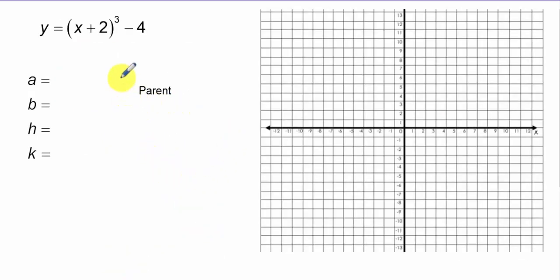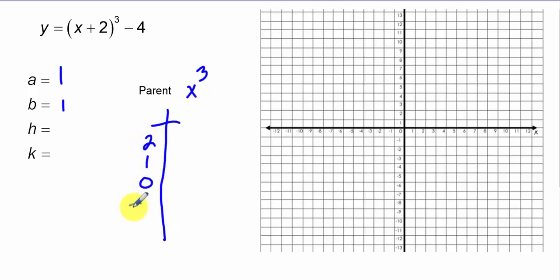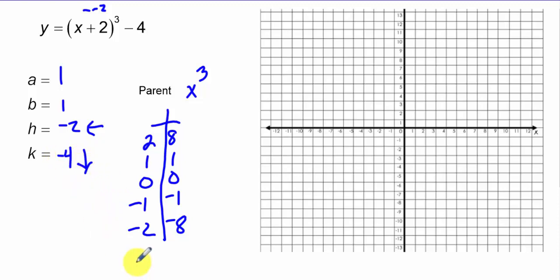So let's do another one. Same situation as last time, except we have a cubed function. We're going to take and identify a and b. Both in this case, since there's no multiplications or division inside the function, is going to be 1. My parent function is x cubed. So I know this is going to look like 2, 1, 0, negative 1, negative 2, 8, 1, 0, negative 1, negative 8. H is what comes after a subtraction sign, so I would have to have a subtraction of negative 2 to get an addition of 2, so this is a negative 2, which means it pushes all the points to the left 2, and this is a negative 4 for k, which means that's going to go down.